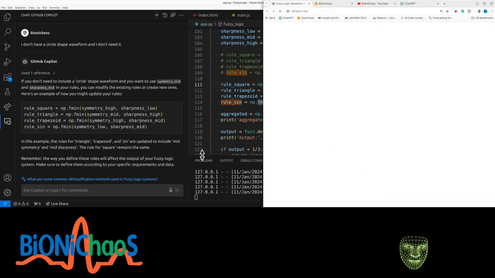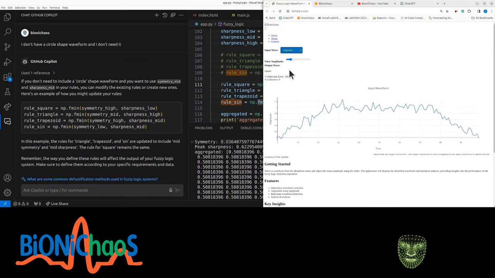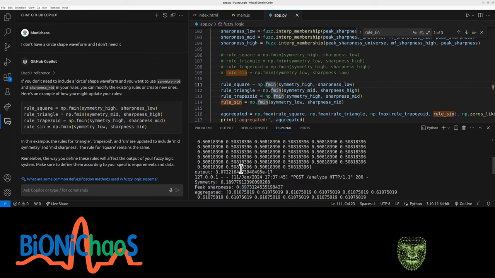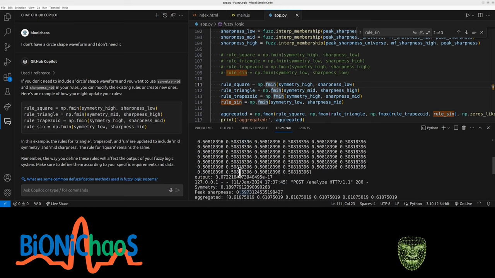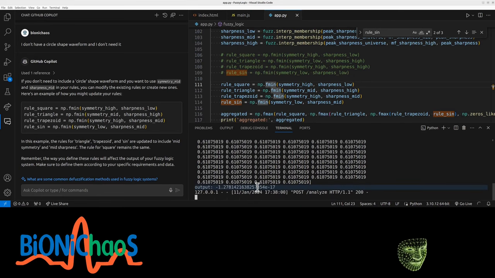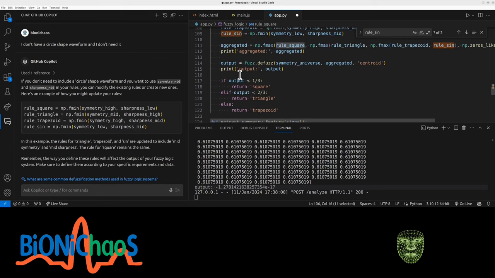So say we're comparing left triangle symmetry 0.03 and the trapezoid symmetry 0.18, so yes, it's significantly higher, which is what we expect. And peak sharpness 0.6 for trapezoid and 0.6 for triangle. Okay, that doesn't make sense. Yeah, now the problem is still that these output numbers are extremely low. Rule square. Right, so the output.